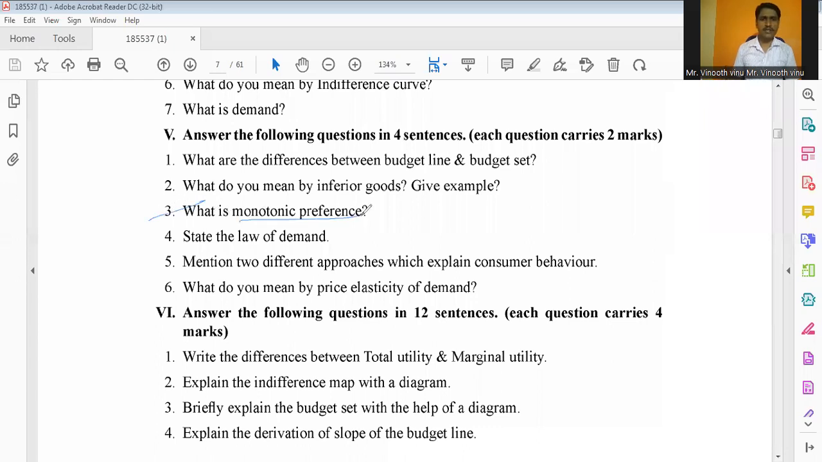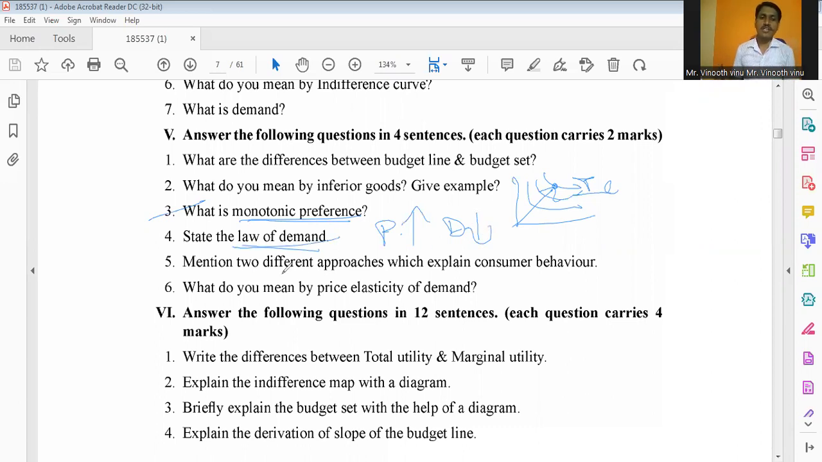Monotonic preference, important. Consumer always prefers only one indifference curve which gives higher level of satisfaction. Is it right? That is called monotonic preference. Law of demand: if price increases, quantity demanded decreases. That is called law of demand.